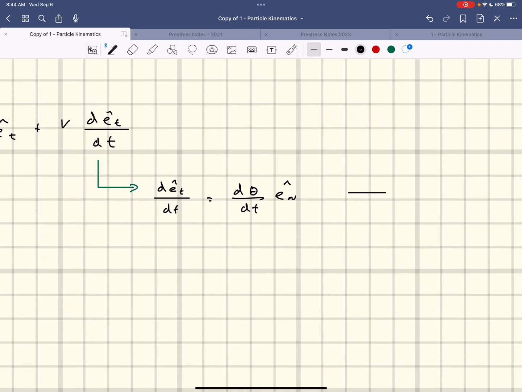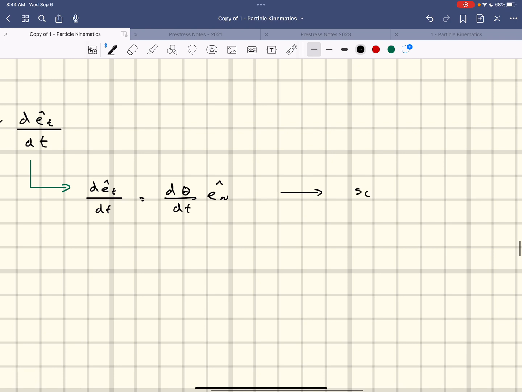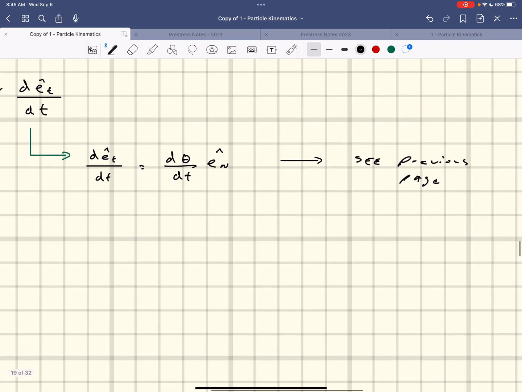See previous page. Your previous page in the notes is where that came from. We said taking the derivative of a base vector, the derivative of the base vector e_t, is just going to be omega, which is d theta dt, in the e_n direction. Because it's going to be the direction normal to e_t, and in this case, normal to e_t is the e_n direction, just by definition of what e_n is. Or we could write this as omega in the e_n direction.